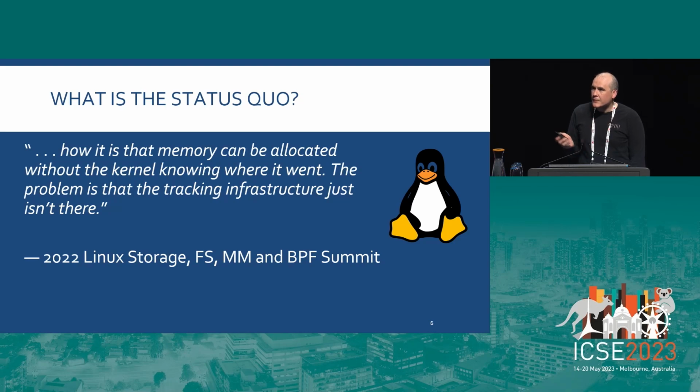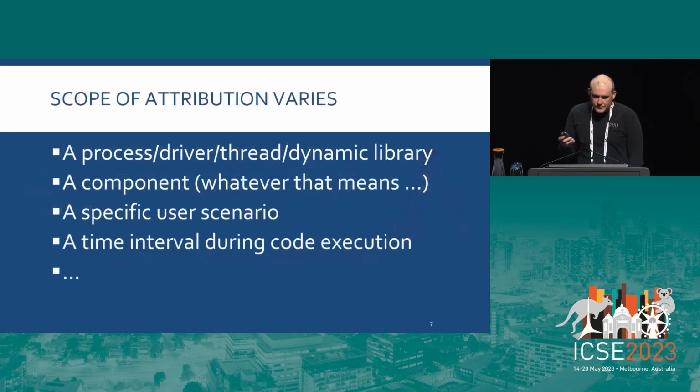So here we have an operating system. It's 22 years old, and here is the status of memory management and memory management attribution. We have no clue where the memory is going, and we have no clue how to find out who owns what, who is responsible for what. So welcome. This is 2022. Maybe things have gotten better since I wrote this paper. Maybe not.